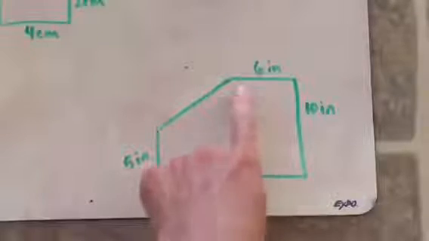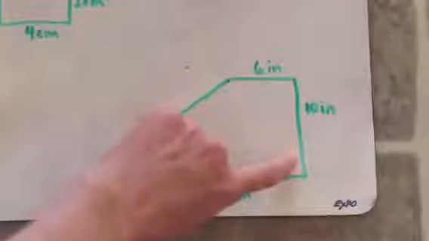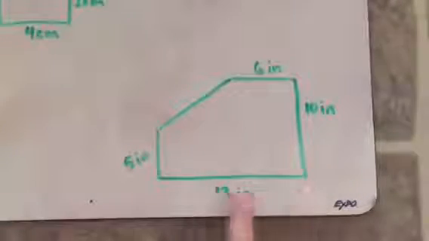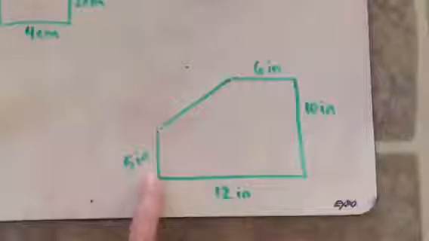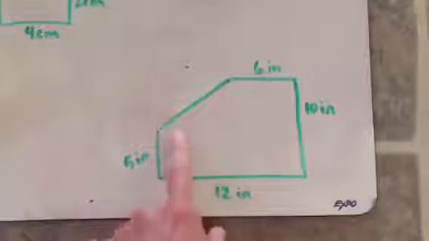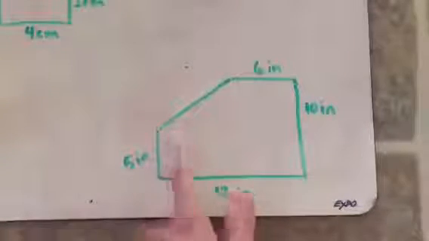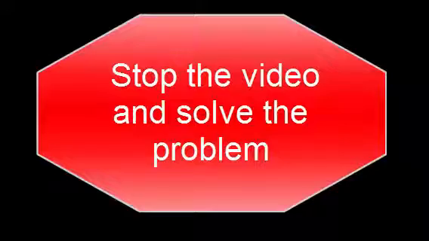So in this figure here, we have this top side length of 6 inches. This side length on the side is 10 inches. Our bottom is 12 inches, and this vertical side length here is 5 inches. This side length is not labeled because it doesn't really matter. You don't need it to be able to figure out the area of this figure. So pause the video, and then when you've figured out the area, hit play and see if our answers match.